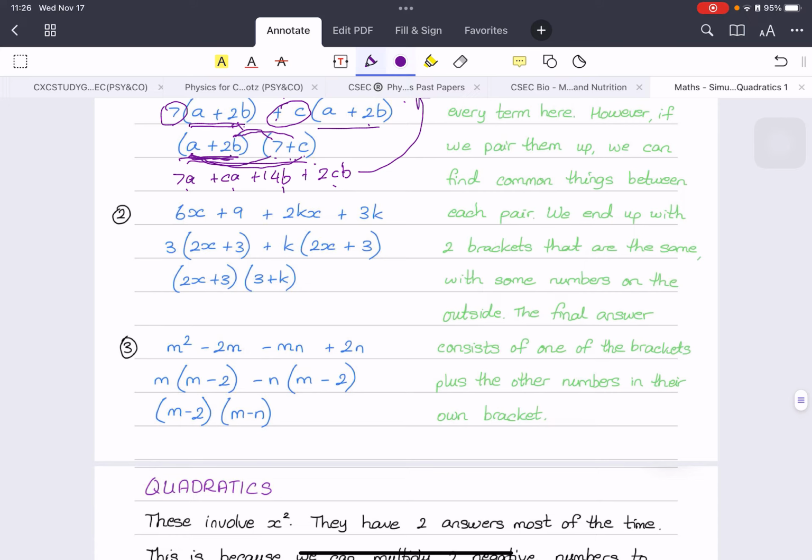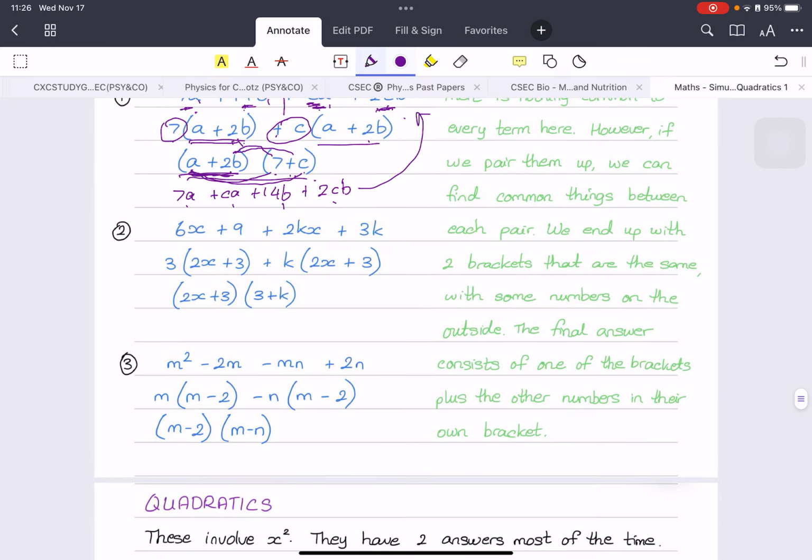Let's take another example. Example 2. 6x plus 9 plus 2kx plus 3k. Again, we can see that there's something in common between here. A 3 could go into 6 and a 3 could go into 9. And over here we have the k and the k being common. Okay, so we're pairing them up again.